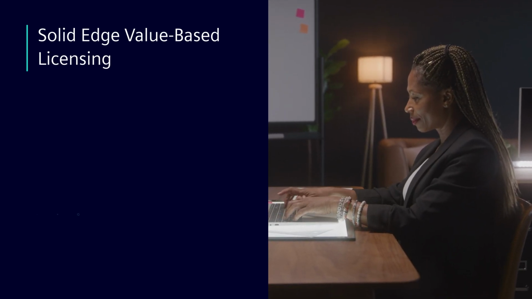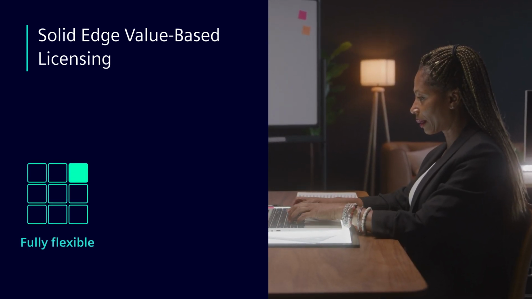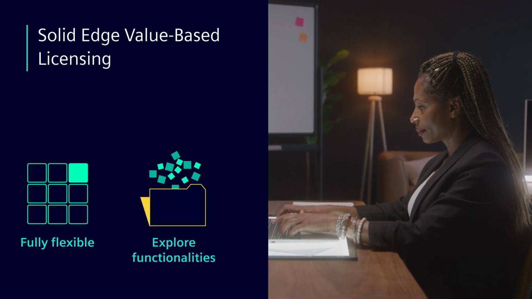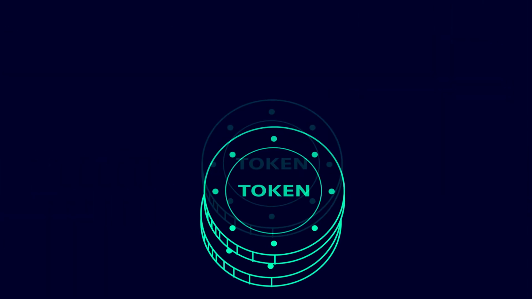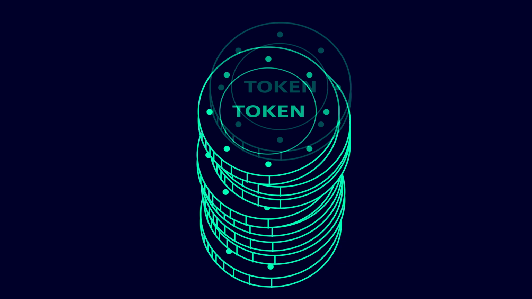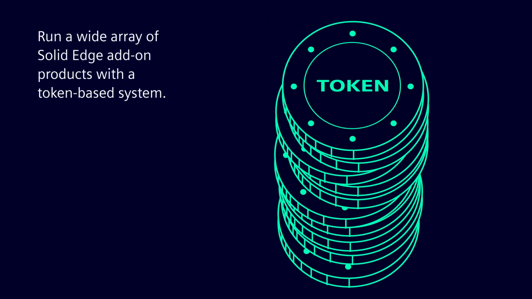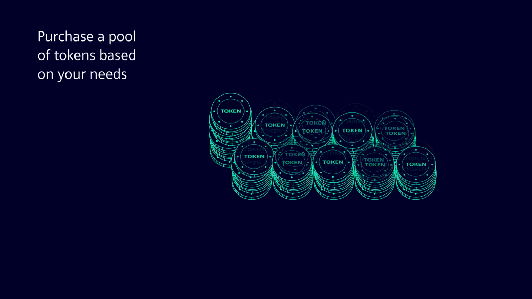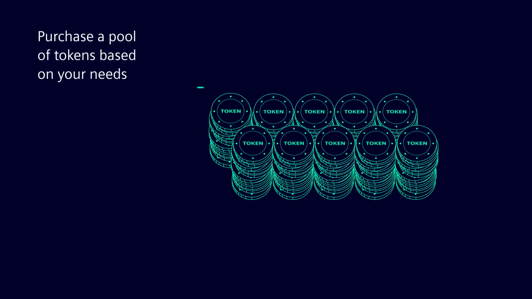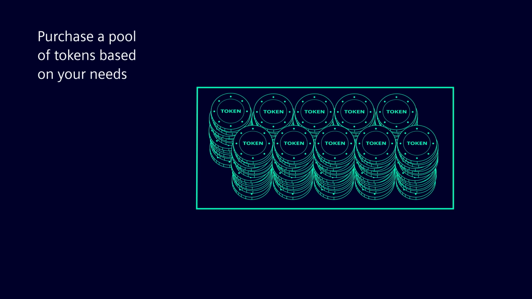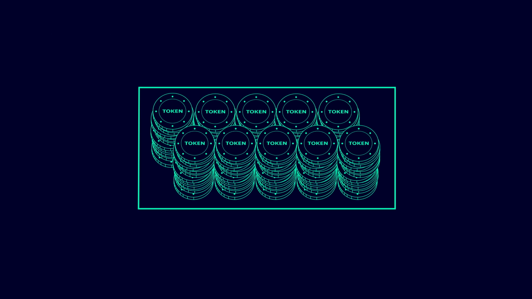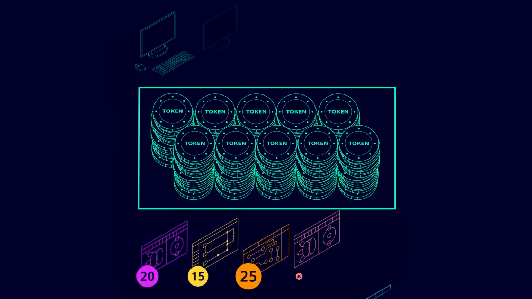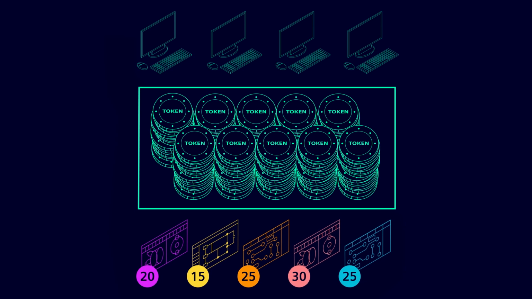Value-based licenses offer a fully flexible environment in which users can explore different functionalities. Companies acquire a set of tokens, which allow the running of a wide array of applications. Tokens are available in yearly subscription packs that make the add-on products available as a single shareable bundle. Tokens can be checked in and out to allow for maximum flexibility. Each add-on product consumes a defined number of tokens when in use.